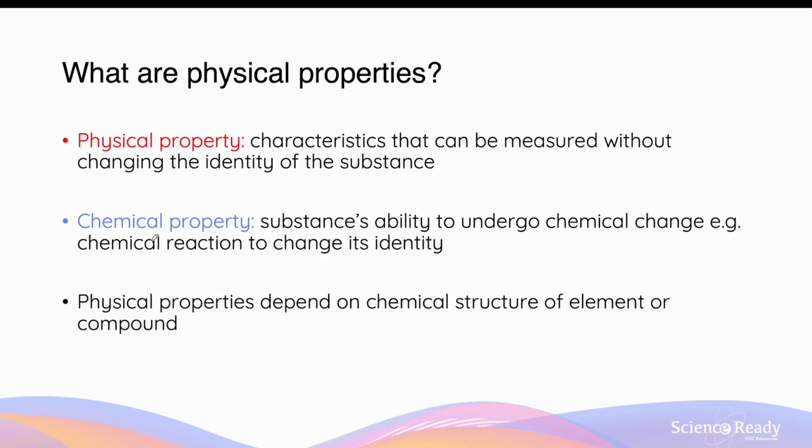In contrast, a chemical property is better defined as the substance's ability to undergo a chemical change, and chemical change refers to chemical reactions that will change the substance's identity or chemical composition. In this video, we'll focus on physical properties of different elements, and you'll realize that the physical properties ultimately depend on the chemical structure of the element or the compound.